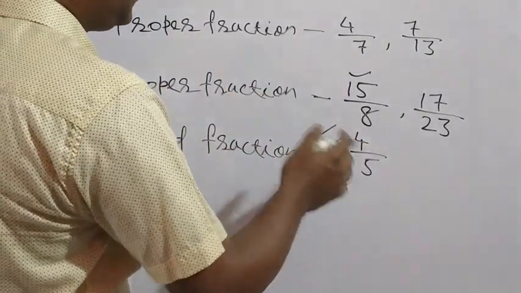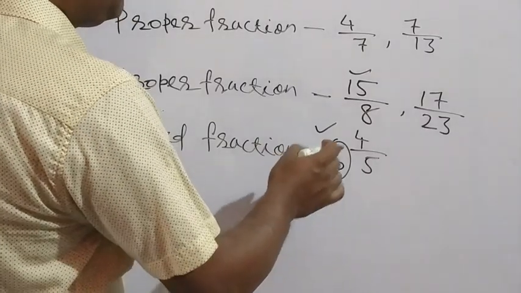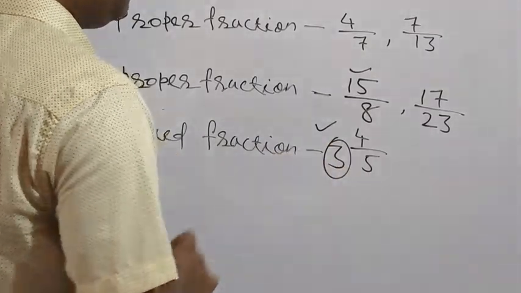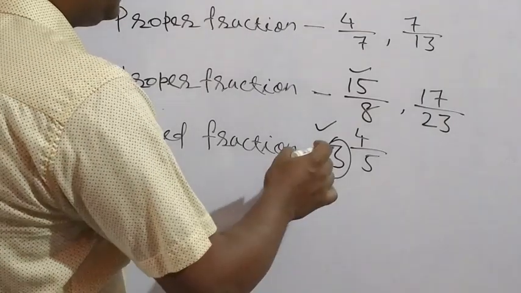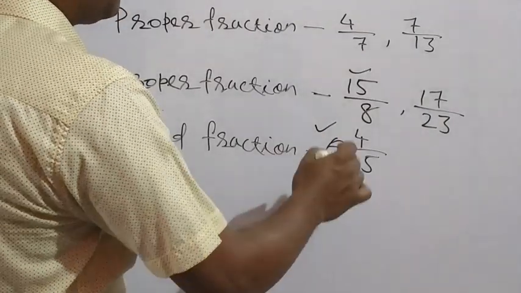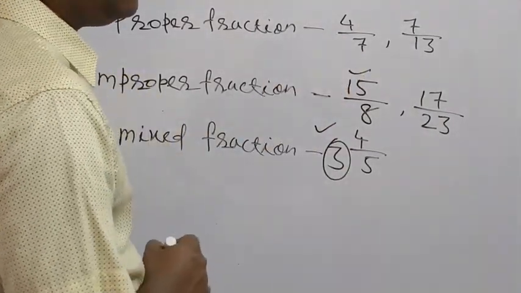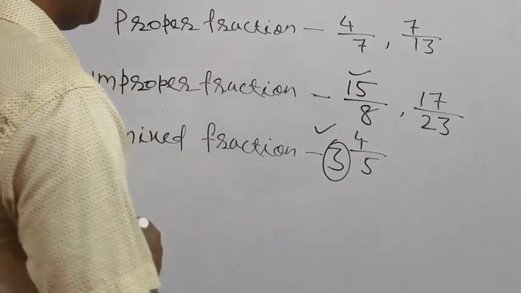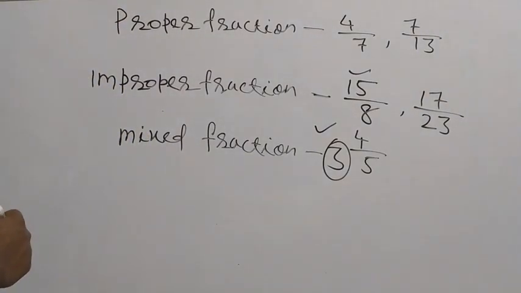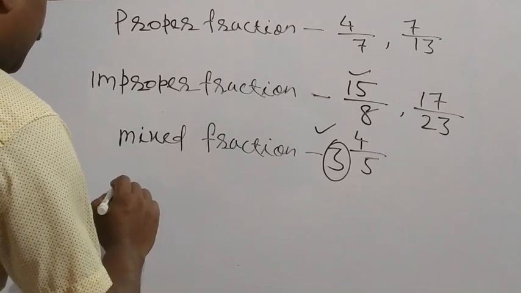The numerator is less than the denominator. So 3 whole 4 by 5 is called the mixed fraction. So 3 is the natural number, 4 by 5 is the proper fraction. This is called mixed fraction. After that, your decimal fraction.